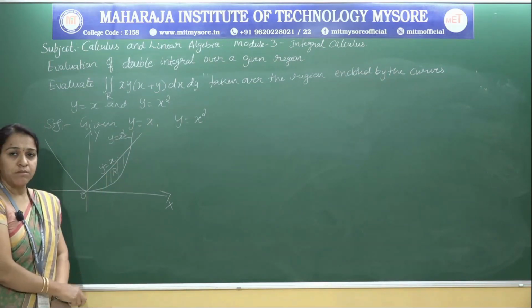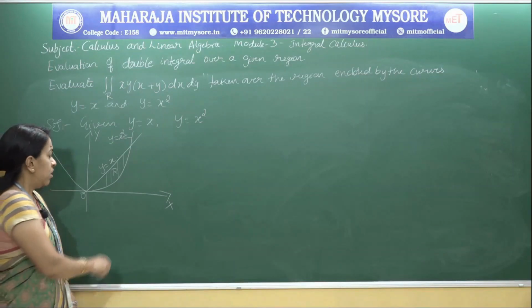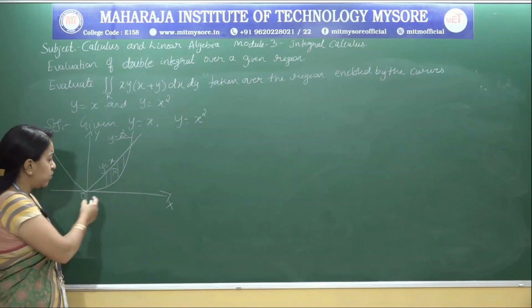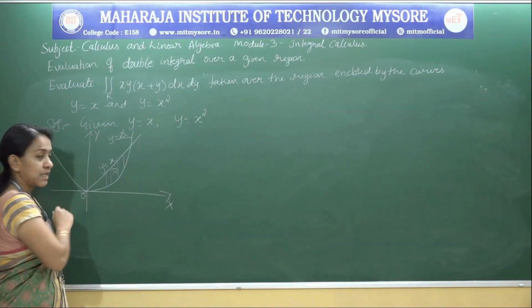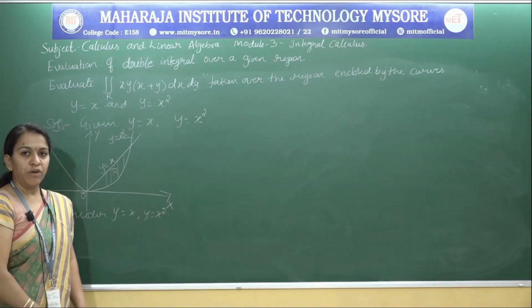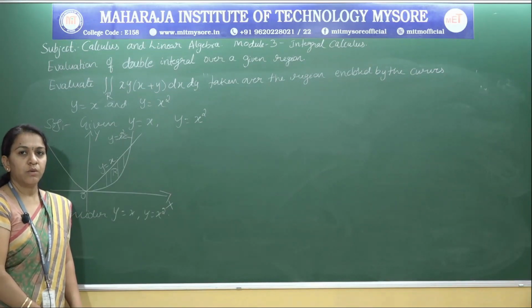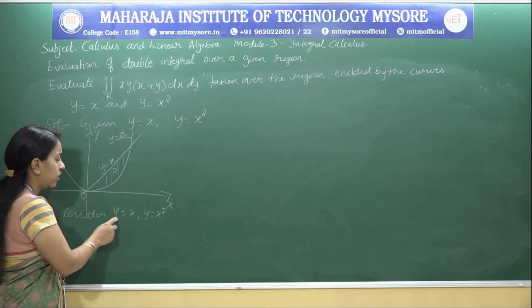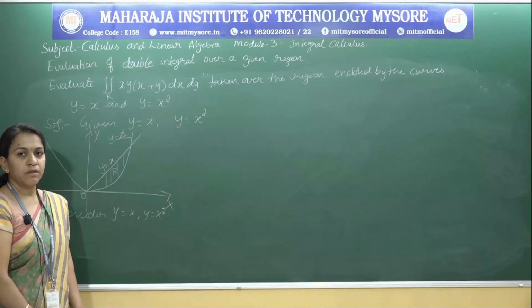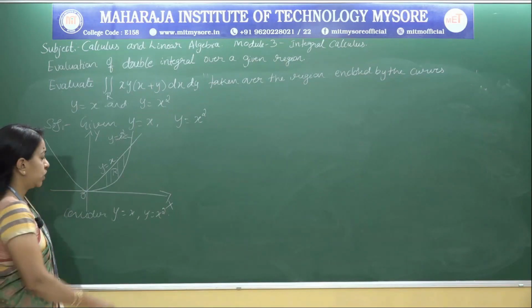So in the previous problems, we got the points on the x axis. Now in this case we don't have any point on the x axis, right? So how to get the points? At the point of intersection of the given curves, we should consider the given curves y equal to x and y equal to x square and solve them, then we can get the point of intersection.